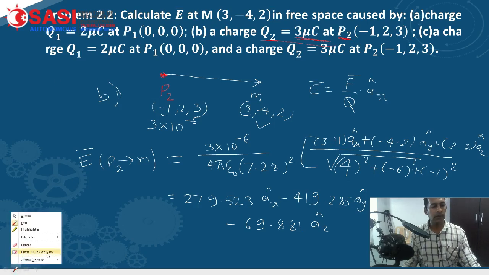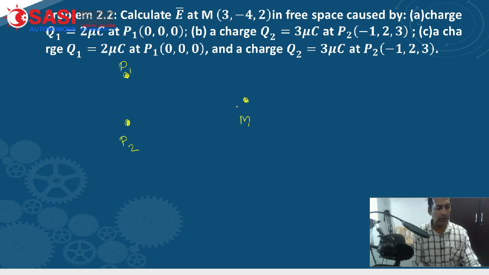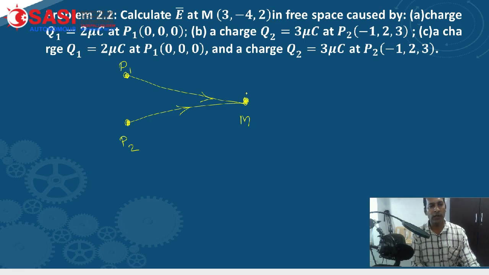So let us erase all this. For C, what is the question? Now in C, we have to find the combined effect of charge Q1 at P1 and Q2 at P2, how they both combine to make an effect on this point. First let us see the diagram in 2D, and you have to imagine it in 3D. Suppose we have one point P1 here, and here point P2, and somewhere else point M. What we have to find out is the effect of P1 on M and also the effect of P2 on M. So both of them combined apply some electric field intensity on this point M.